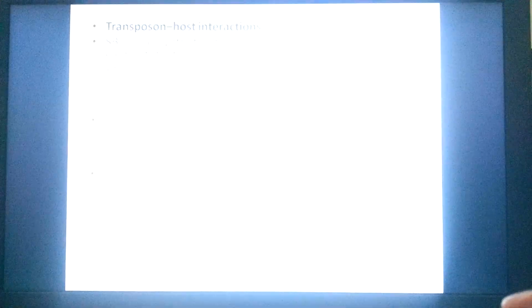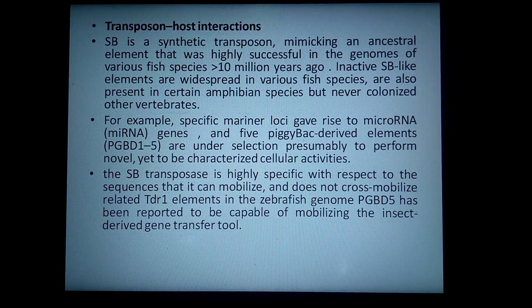I hope this video helped you understand the Sleeping Beauty transposon, its structure, its mechanism of working, and its composition. Thank you.